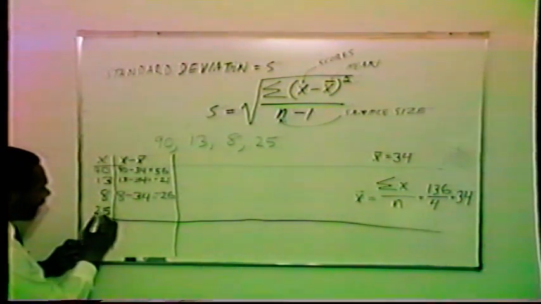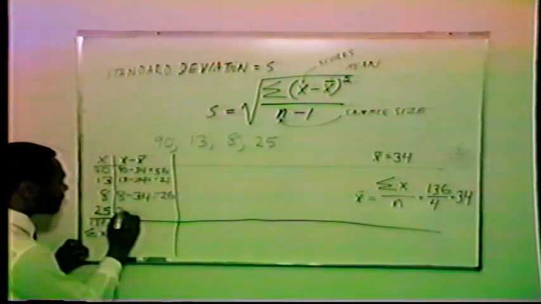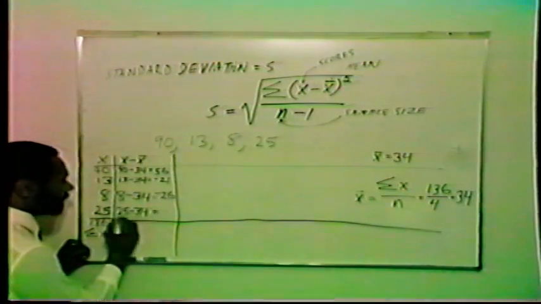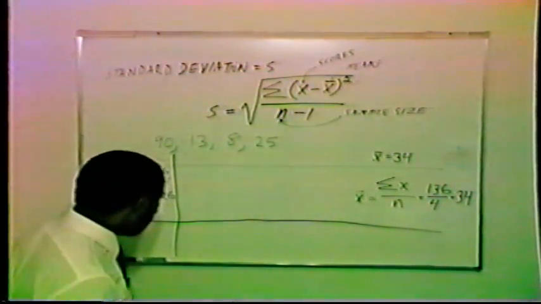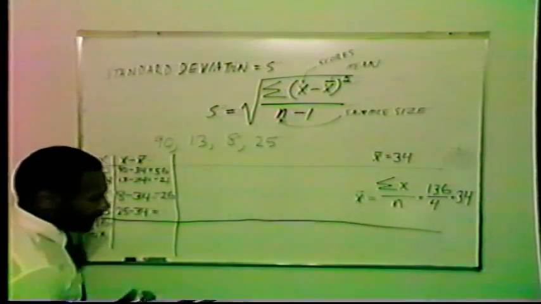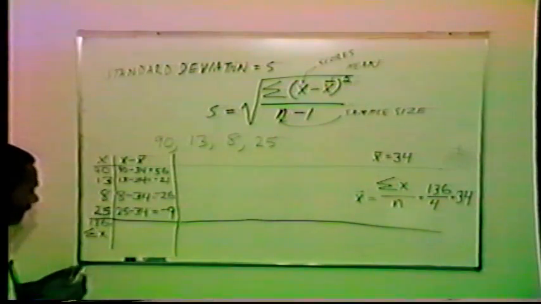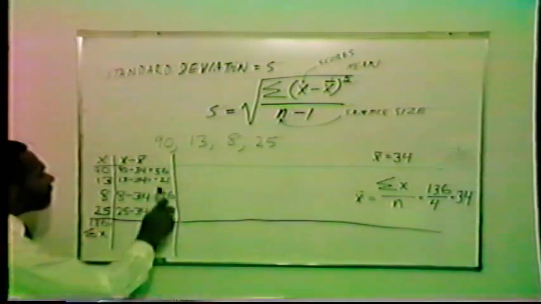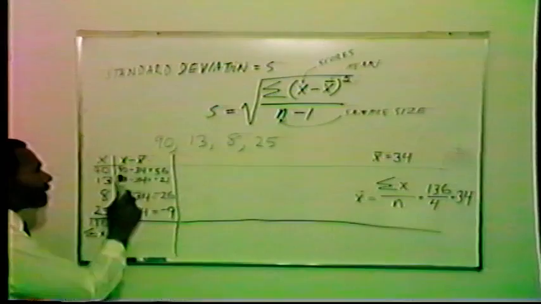Next, I need to find out how far 25 is from the mean. And to do that, I just take 25 and subtract the mean from it. And that tells me how far 25 is from the mean, and that will give me negative 9. So now I know how far each one of those numbers is from the mean. The next thing I do is look at my formula again. Now I've done that. I've subtracted the mean from each one of the scores.